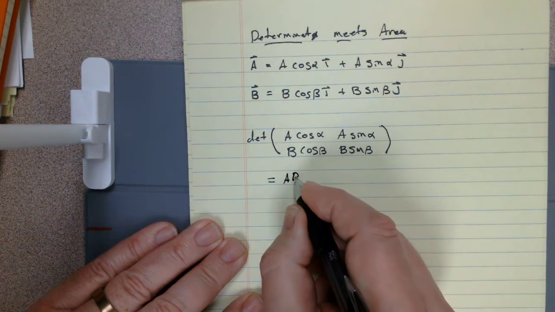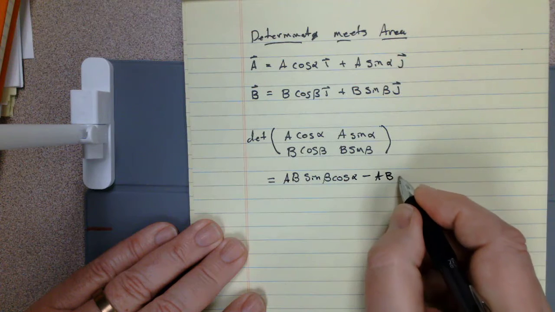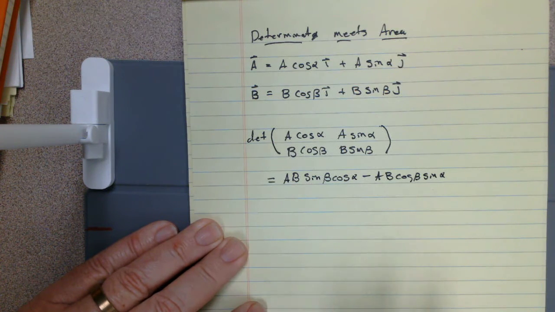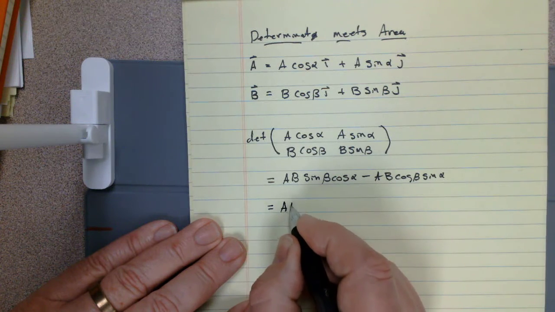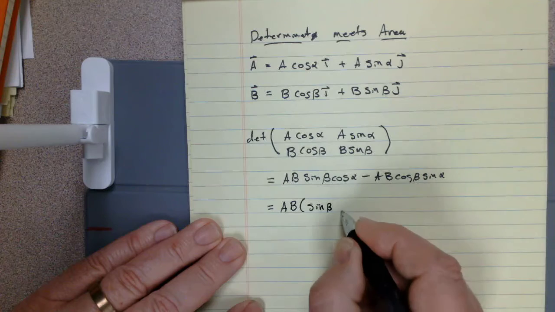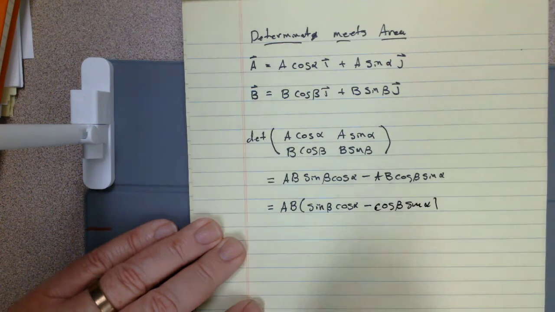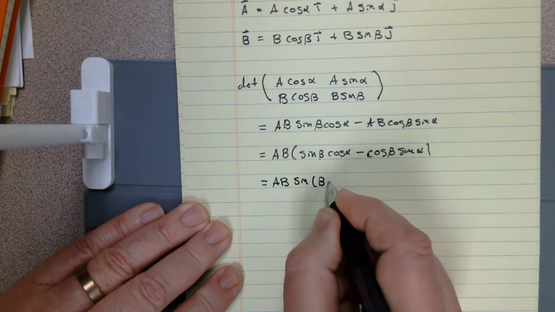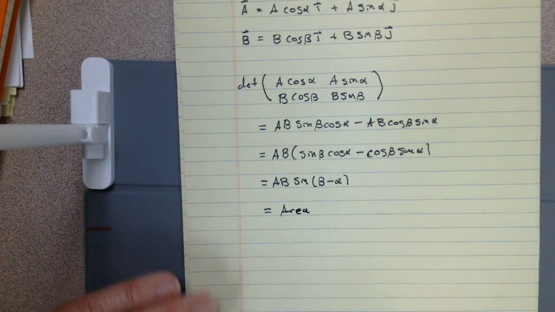This will be a b sine beta cosine alpha minus a b cosine beta sine alpha. I'm putting this down in an order that might not seem natural to you, but I'm saving a little time because I can then factor out the a b, and this leaves me sine beta cosine alpha minus cosine beta sine alpha, which, if you are up on your trigonometry formulas, is sine of beta minus alpha. And so this is the area of that parallelogram. This is exactly what we computed before. So this crossover is pretty good.